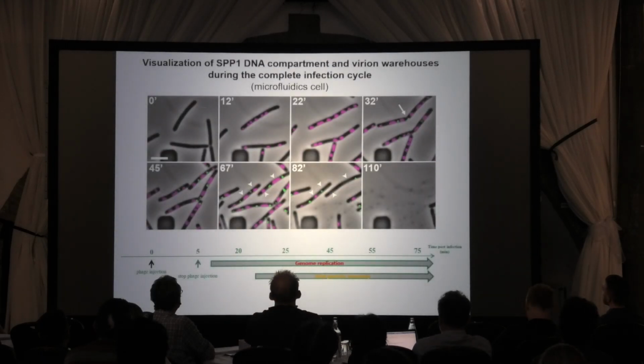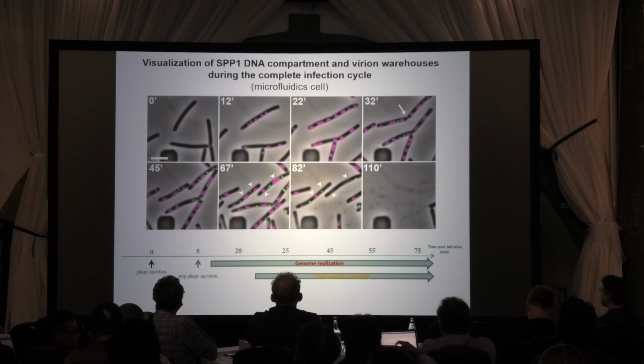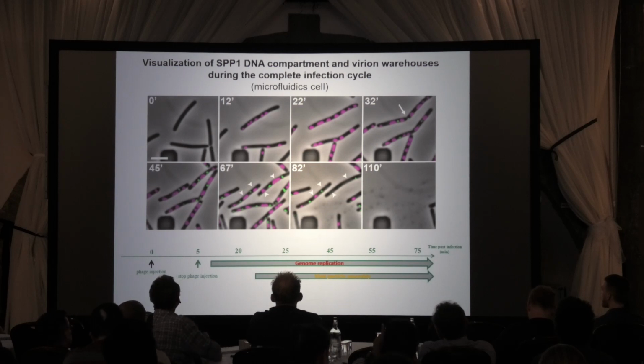So to put all this in the context of the full infection cycle, we looked through the complete infection process in a microfluidic cell. We immobilize bacteria and flow medium through it to maintain the bacteria stable and metabolically active.